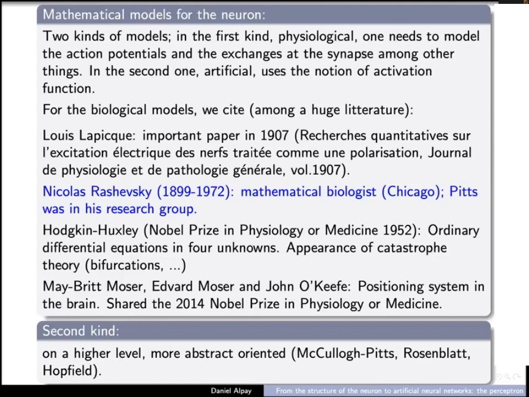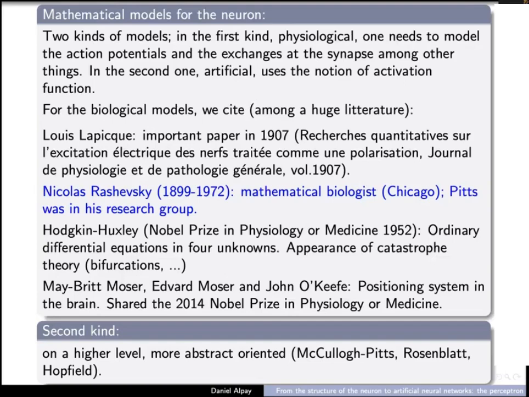But then we get to the part which is of more interest in this lecture. Up to now, we have covered generalities, and now we're getting closer to the perceptron. So we want models on a higher level, more abstract. And this is McCulloch, Pitts, Rosenblatt, and Hopfield, basically.